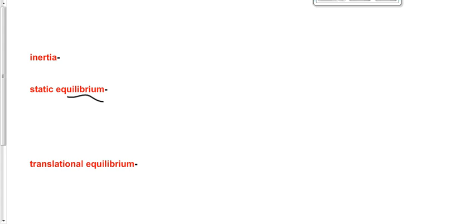Hey, what does the term equilibrium mean in either context here? You guys have heard that before in chemistry. We talked about it a little bit on Friday. Okay, so balance. In the context of dynamics, what are we talking about balancing here? Not balancing some kind of chemical reaction, but yeah, we're talking about balancing forces here. So static equilibrium, forces are balanced. Translational equilibrium, forces are balanced. So what's the difference then between static and translational?